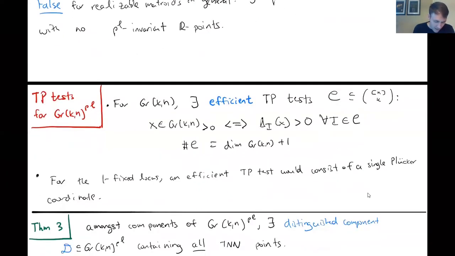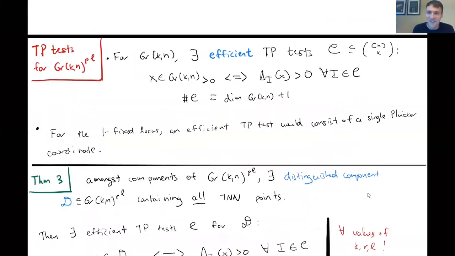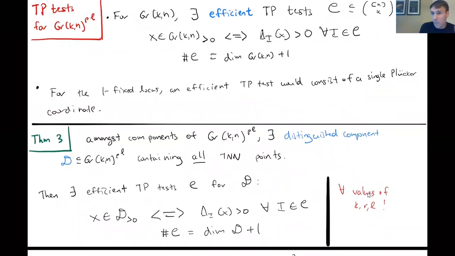Okay, so my theorem is that yes, all fixed loci have efficient TP tests. And there's an important technicality. The first part of the theorem is mostly just an observation. As I mentioned in theorem 1, the fixed locus is a disjoint union of Richardson varieties. And amongst all of those, there's a distinguished one called mathcal D. And that distinguished positive component contains all of the Tn endpoints.